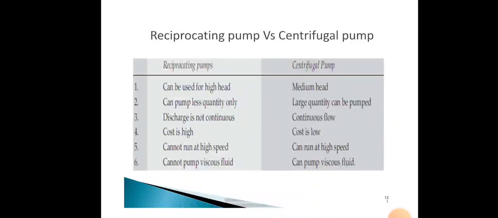Then, the difference between the reciprocating pump and centrifugal pump. The reciprocating pump can be used for higher head purposes. The centrifugal pump is used for medium head purposes. The reciprocating pump can pump less quantity only. The centrifugal pump can pump a large quantity. The reciprocating pump discharge is not continuous, but the centrifugal pump flow is continuous.